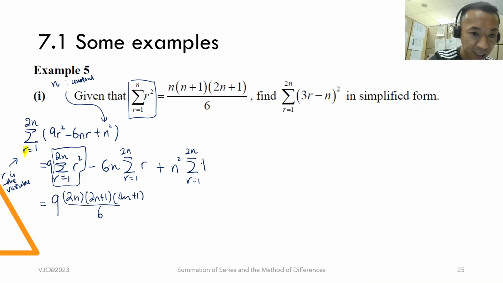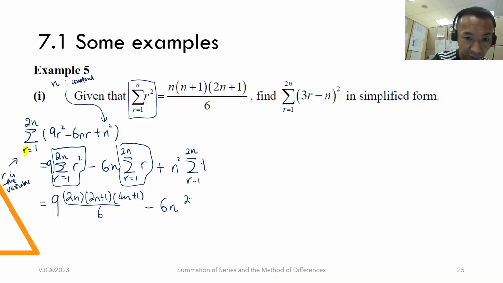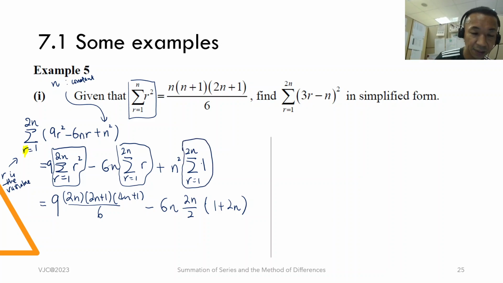What about this term here? This term is again a simple arithmetic progression. 1 plus 2 plus 3 all the way to 2n. This is your number of terms divided by 2, times first term plus last term, 1 plus 2n. And this one is even easier. This is basically just 1 plus 1 plus 1, 2n times. Therefore, this is n squared, 2n times.